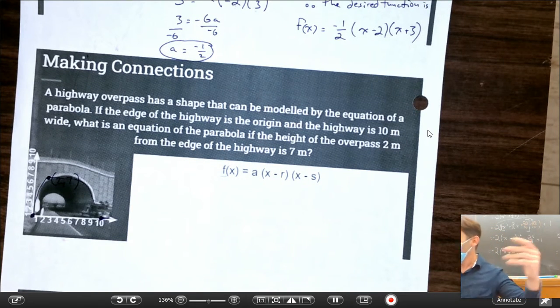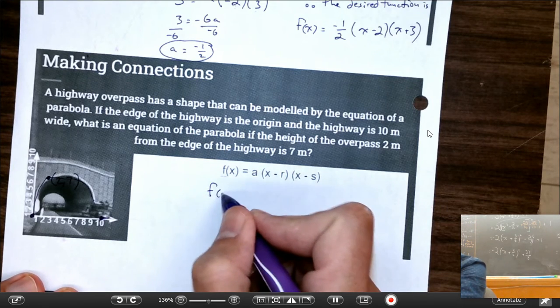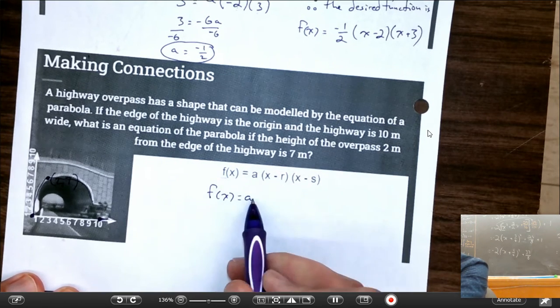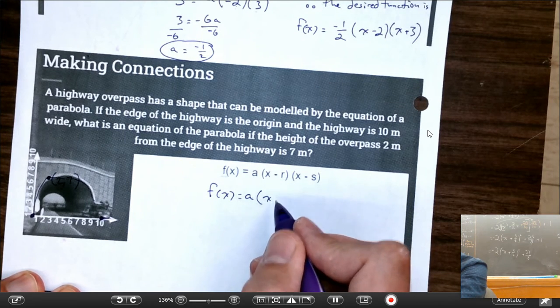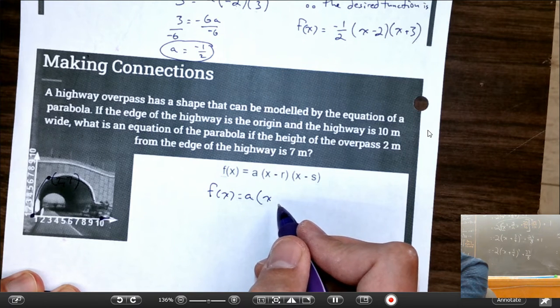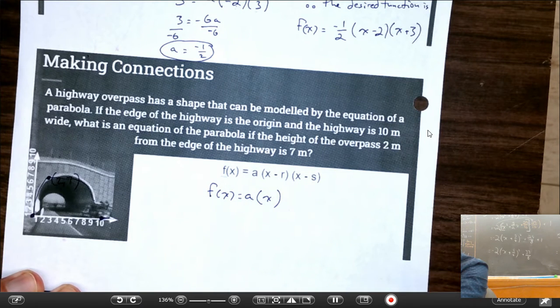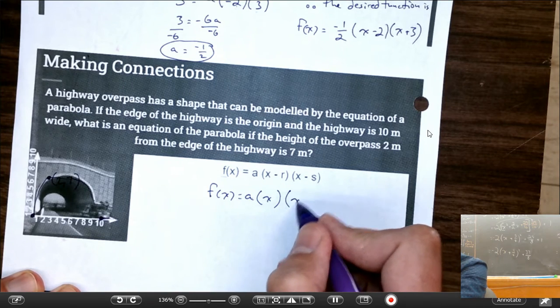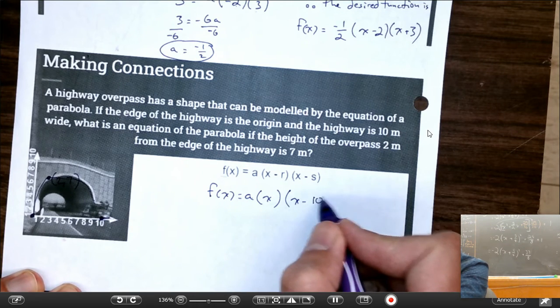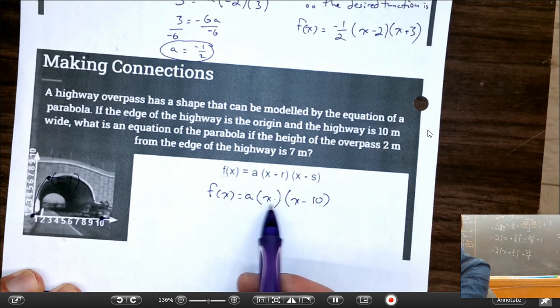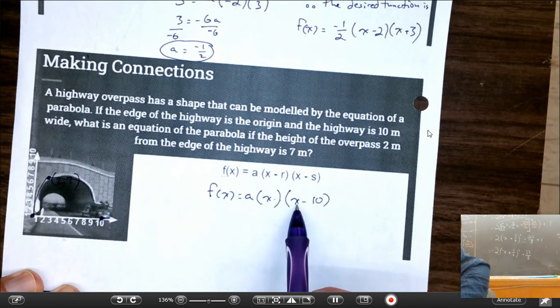So let's do it. Our first step was we copy out f of x is equal to some unknown stretch factor. I don't know that yet. Multiplied by x minus the first root. What was the first root? 0. So I just have x. Multiplied by x minus the second root. What was the second root? Yeah, we had 10 over here. So I have this other root at the point 10, 0. So I have x minus 10. Notice that I have x minus the first root. The first root was 0, so that's just x. And then x minus 10.